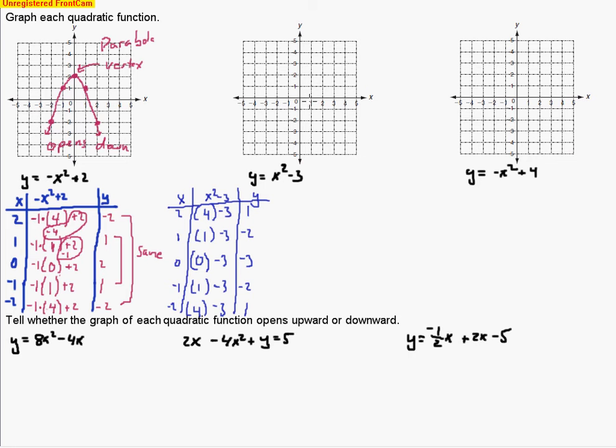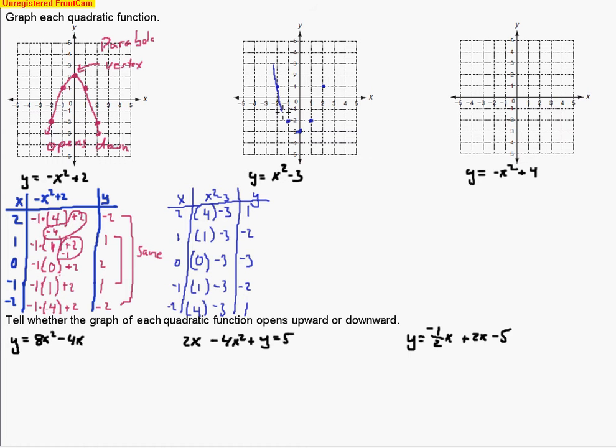So over 2 spaces to the right, up 1. Over 2 to the left, up 1. Over 1 to the right, down 2. Actually, that was to the left. Over 1 to the left, down 2. Over 1 to the right, down 2. And then we have over 0, just down 3. So we've got our same sort of shape.